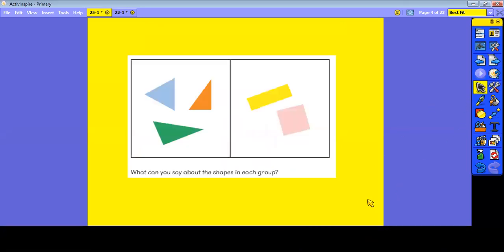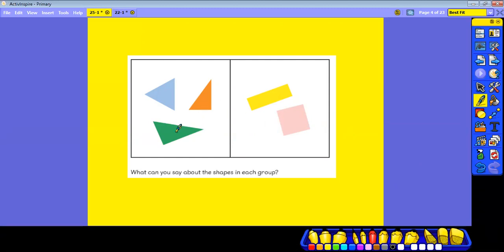Okay, well, hopefully, children, you figured out that there were 3 triangles. That was 3 triangles that all have 3 sides. Let's just check that they're all triangles with 3 sides. 1, 2, 3 on the green triangle. 1, 2, 3 on the blue triangle. 1, 2, 3 on the orange triangle. So that's a group of triangles.